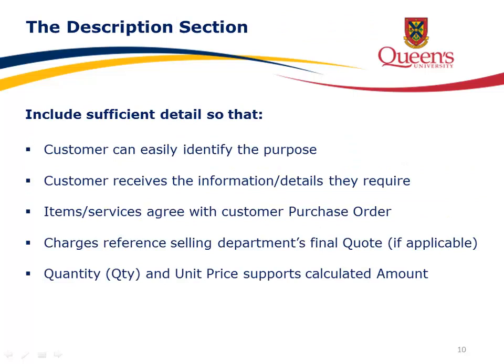In the description section of the invoice, there should be sufficient detail such that the customer can easily identify the purpose of the invoice. The customer receives the information details that they require. This may include the dates for which services were provided, the dates goods were delivered, product information, or any other relevant information. The described items or services agree to the customer purchase order or work order. If applicable, ensure that the customer's authorization for any changes to the original work order are referenced.